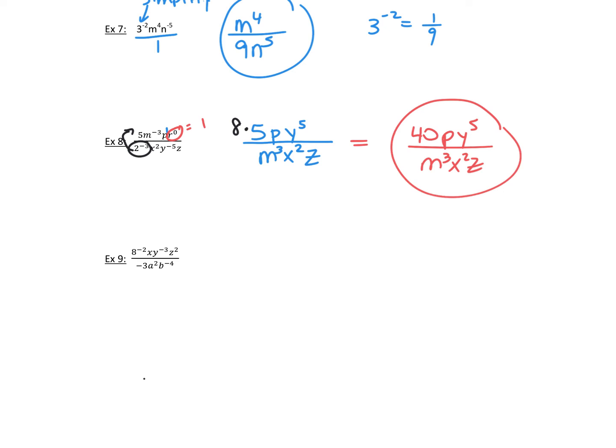Okay, so your final answer again should not contain any negative exponents. It should not contain a number to a power. It should also not contain any 0 exponents. Those get simplified to 1. Okay, you should pause the video and you should try example 9.